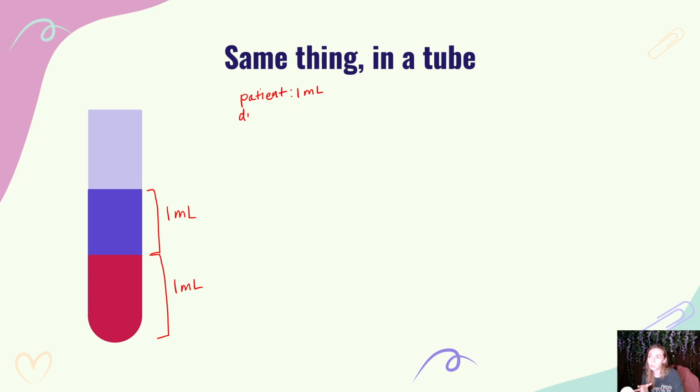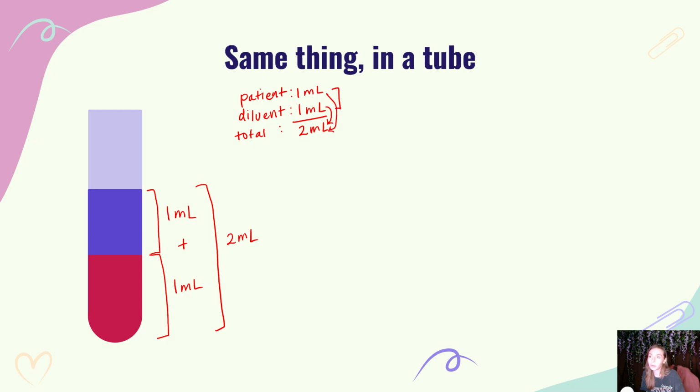A diluent or solvent, however you want to refer to it, I have 1 mil. I need to do my total volume that is present in the tube. I would add these two things together. So that is 1 plus 1 is 2 milliliters. Total volume, 1 plus 1, 2 milliliters. Okay? I can compare these two things.